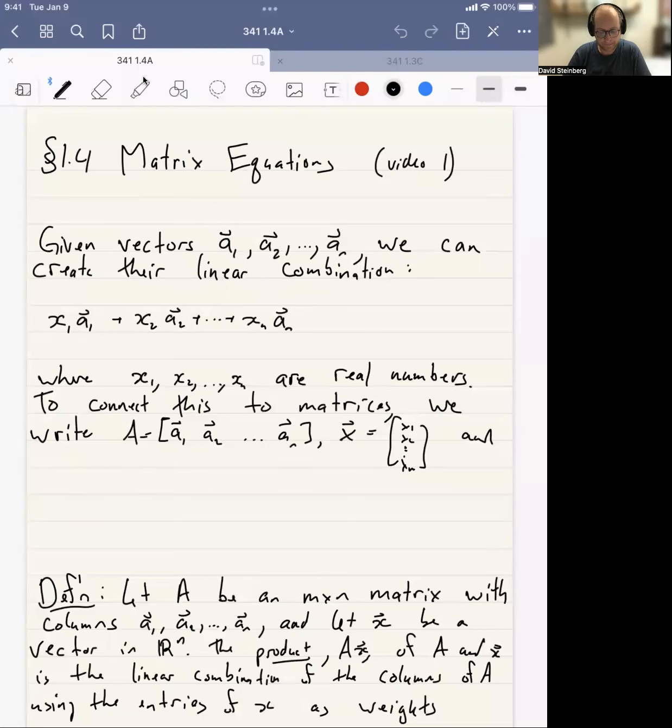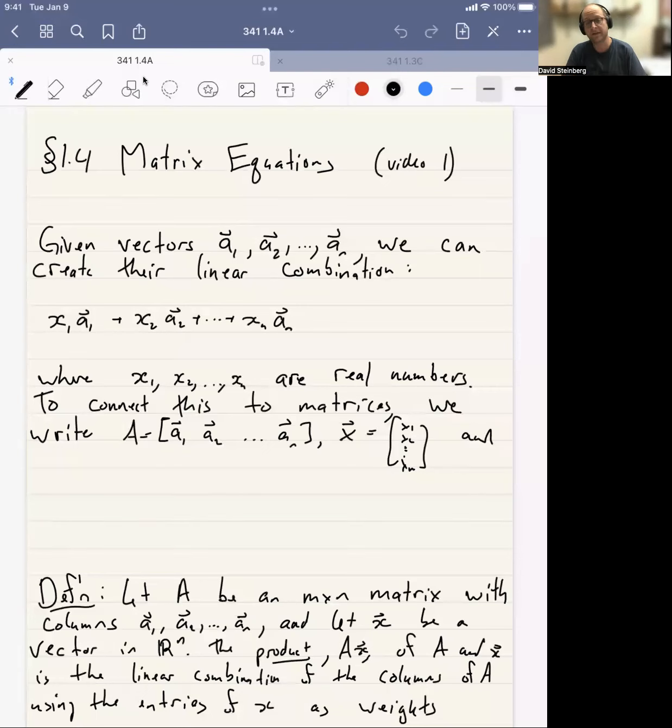This is video 1. We've seen that if we're given vectors a1, a2 through an, we can create their linear combination, x1 a1 plus x2 a2 plus and so on up to xn an, where x1 through xn are just real numbers. So this was the topic of the last section.